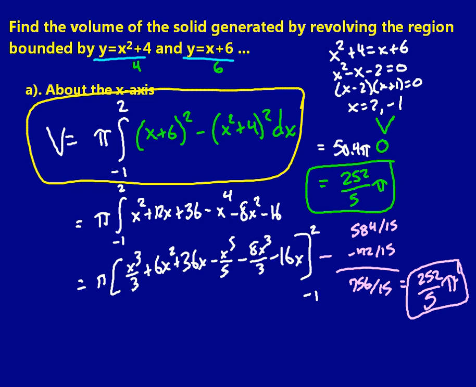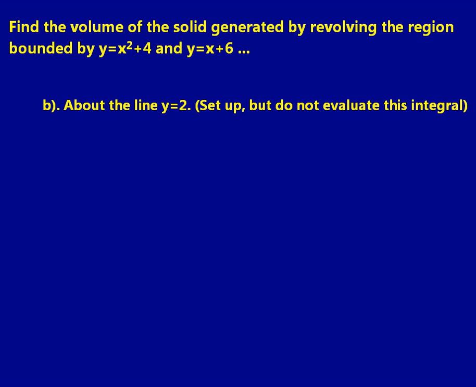Now, part B gives you a new line, and again, it says set up but do not evaluate. So what we're going to look at here, still volume will equal something with pi times the integral of something squared. My limits are still going to be the same because when I'm shifting around a different line, nothing's changing here. And again, like we did before, y equaling 2, that means I'm up above. I need to bring everything down by 2 units.